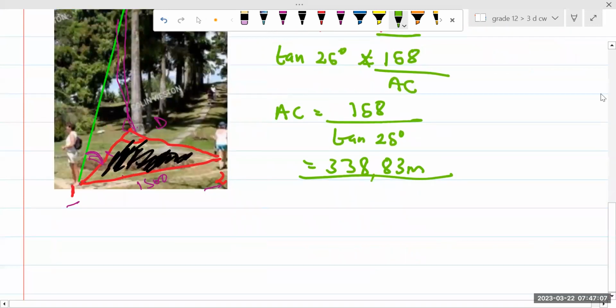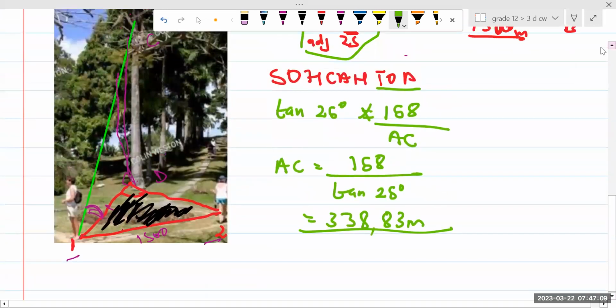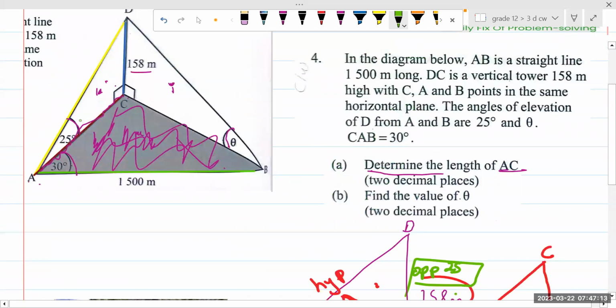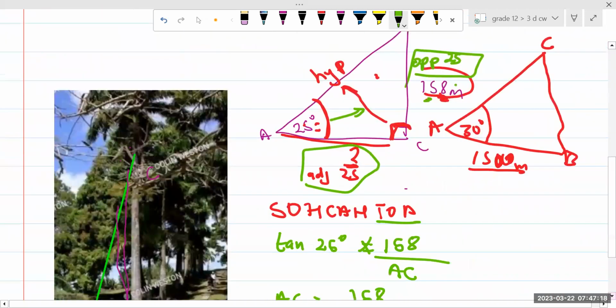So we have the following. The next question says this. I think this was a good examination question because first we got AC again. So now we have our AC. We can come and say, okay, we know what is AC. AC, it's 338,38. We can also come here and say we have 338,83.